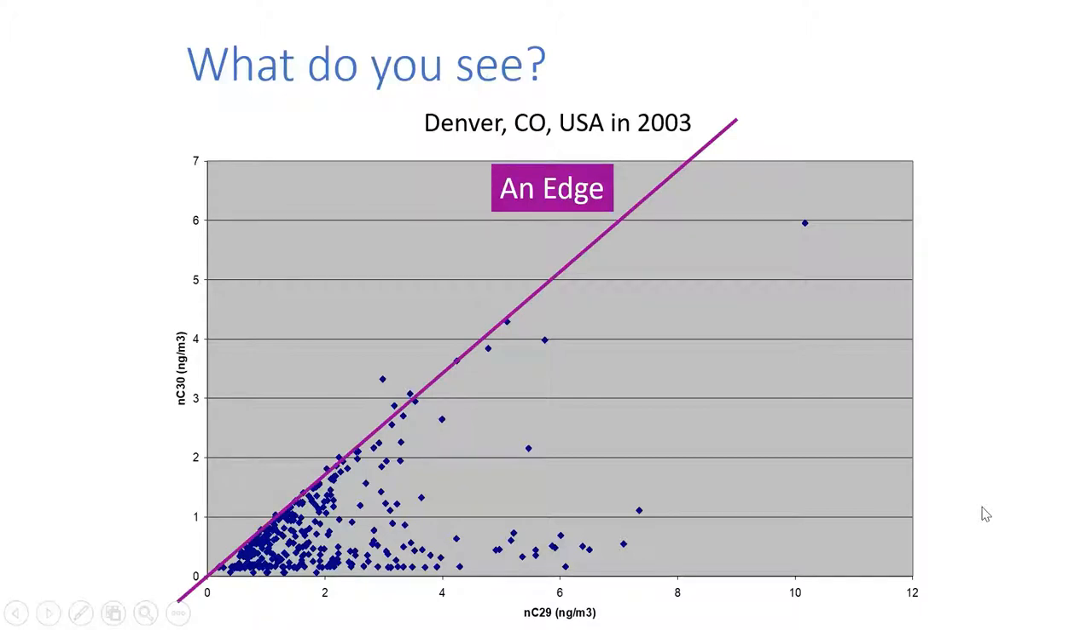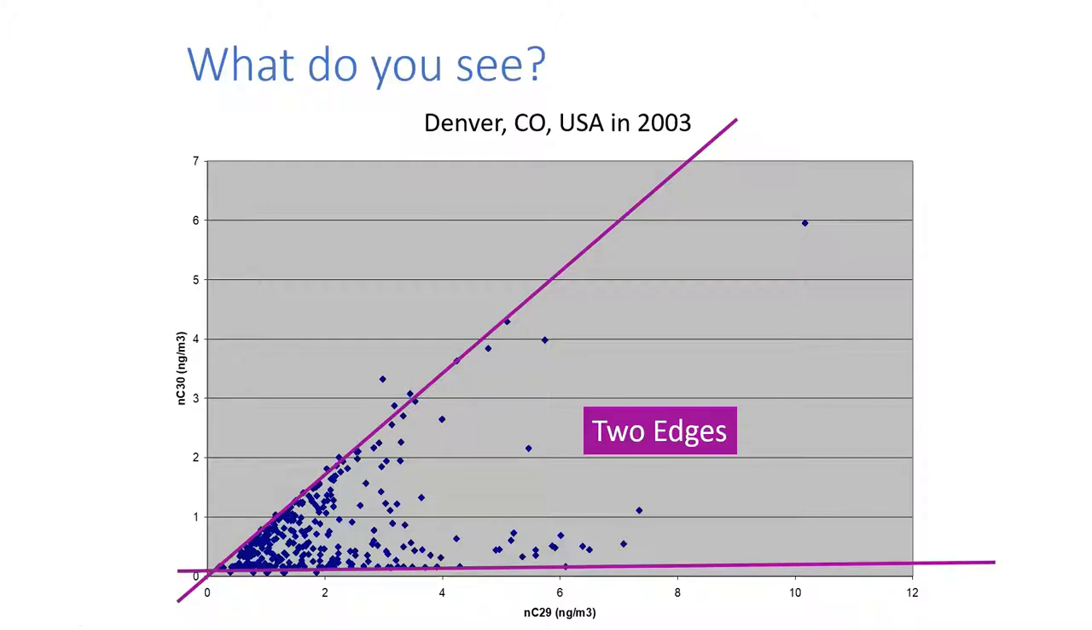You see right away that there's an edge to the data, we call it. And next slide, it happens to be two edges, right? And so all of the measurements are in between those two areas. So next slide, what does that tell us? That tells us that there is probably a source emitting these pollutants. There's actually probably two sources, right? One source has a ratio of the NC30 to NC29 that lies on the upper line. And the other source probably emits NC29, but not any NC30.